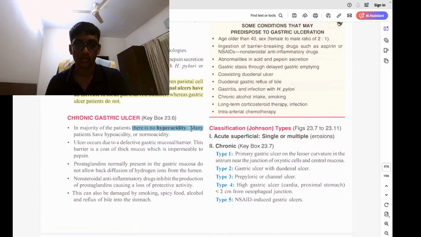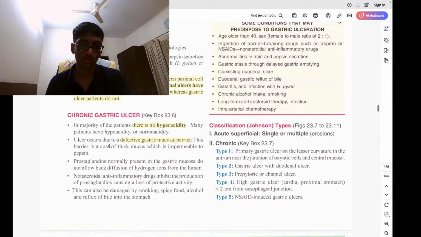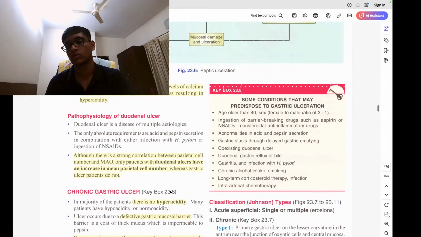There is no hyperacidity, however there is a defective gastric mucosal barrier. Usually the barrier is a thick coat of mucus which is impermeable, and prostaglandins normally present in gastric mucosa do not allow back diffusion of hydrogen ions from the lumen. NSAIDs inhibit production of prostaglandins, causing loss of protective activity. It can also be damaged by smoking, spicy food, alcohol, and reflux of intestinal contents.